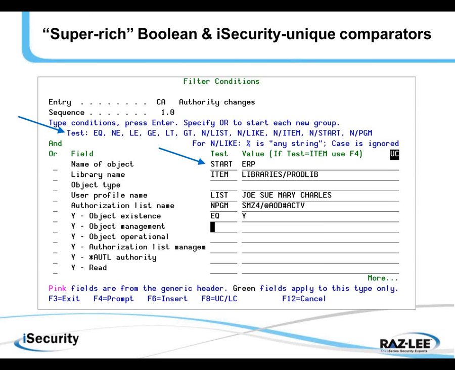I mentioned earlier that we have a super rich Boolean and iSecurity-unique comparators. You can see on line 4, which begins with the word test, that not only do we have equal, not equal, etc., but also list, as you can see here, the user profile name must be one of the list Joe, Sue, Mary, and Charles, like, unlike, whether a string appears in the value, item, not item. This is an extremely powerful capability.